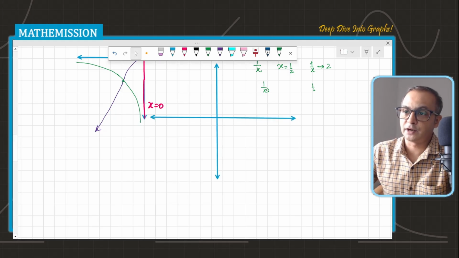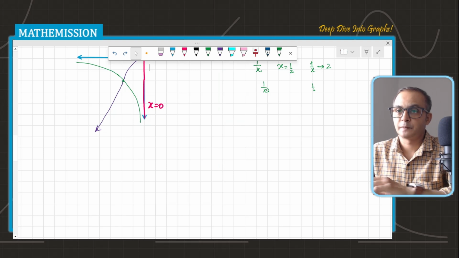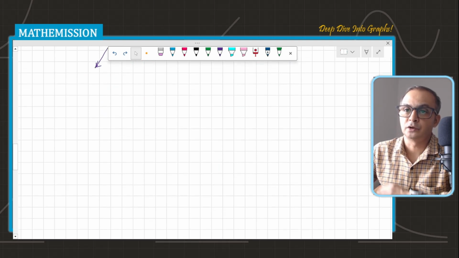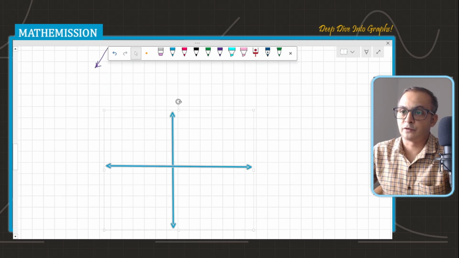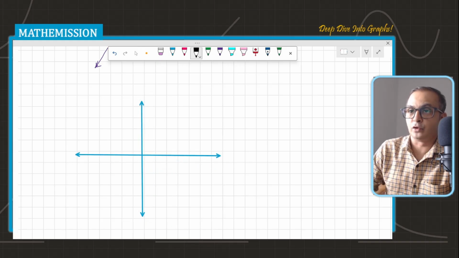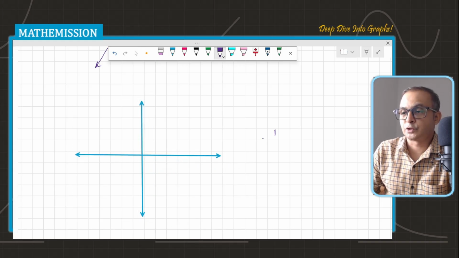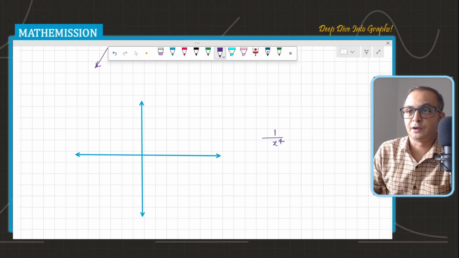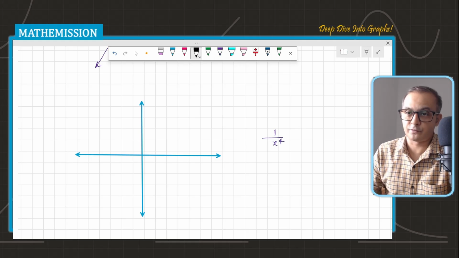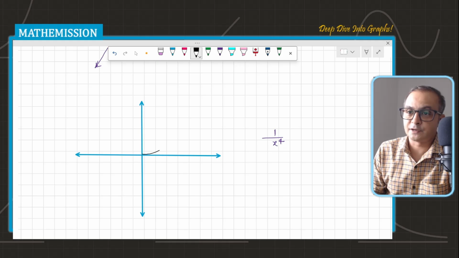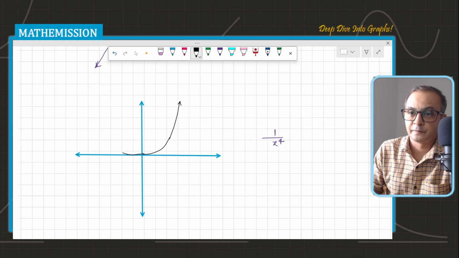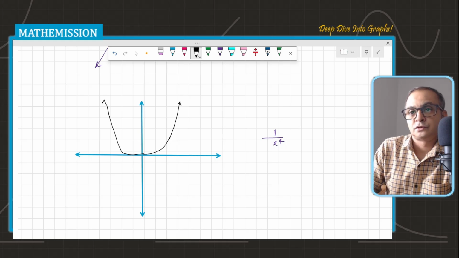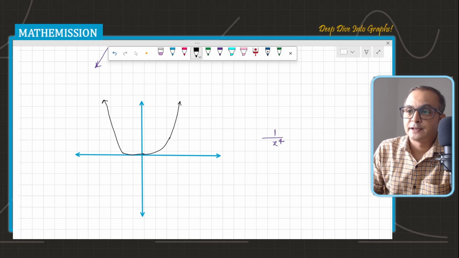Suppose you want to draw the graph of 1 by x to the power 4. So 1 by x to the power 4 will be the reciprocal of x to the power 4, and the x to the power 4 graph is a little bit flatter, but it's still in the behavior of x square. So again 1 by x to the power 4 will look similar, this kind of graph.